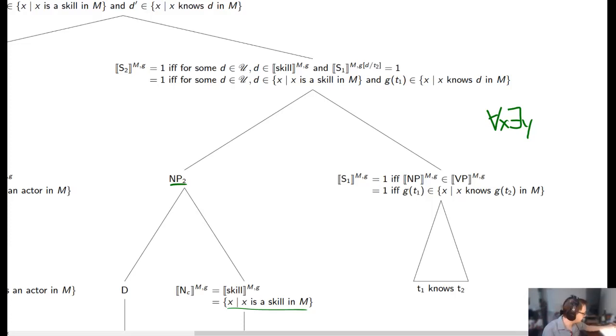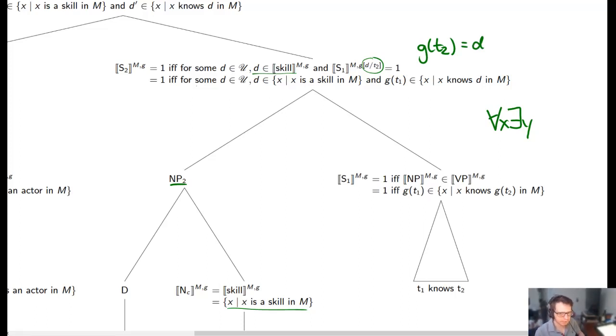So it's true if for some D in our universe, D is a skill. This could say NC, but I'm just putting skill in there so we can make more sense of it right away. And S1 is true where D is replacing T2. So there's some binding happening. So I'm just going to write this out very clearly that G of T2 is now equal to D. So we can make that substitution at this point.